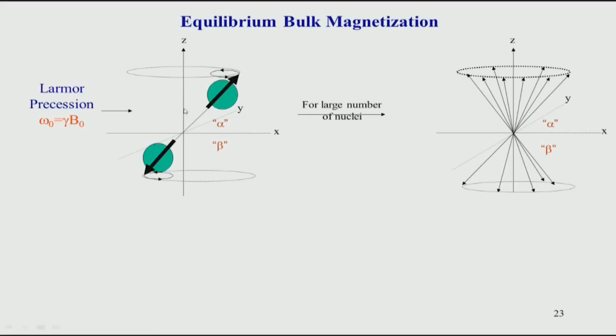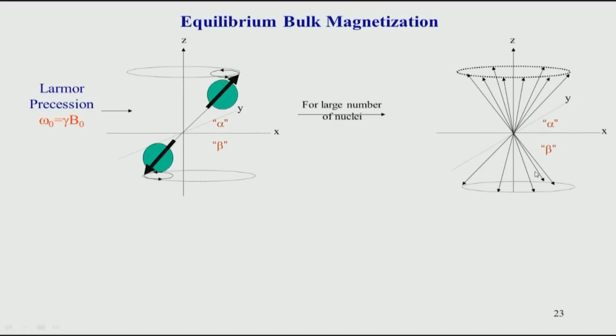Now if you take a collection of spins, let us say a sample which has a large number of spins, each spin can be denoted by an arrow and it will look something like this. Here it is like a cone and all the spins are randomly distributed around the cone, and this is called the random phase approximation. All the spins in the alpha state will be in the plus z direction, and the beta state spins we will denote in the minus z direction.